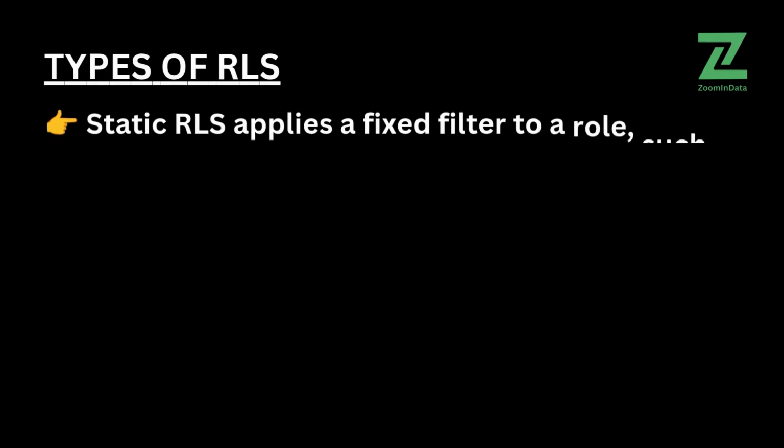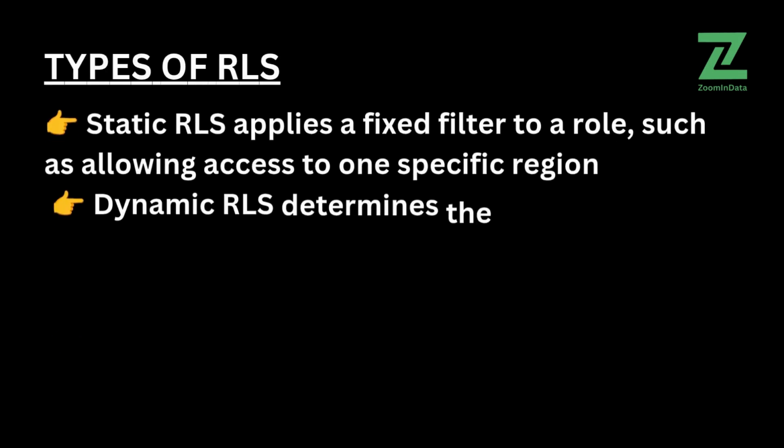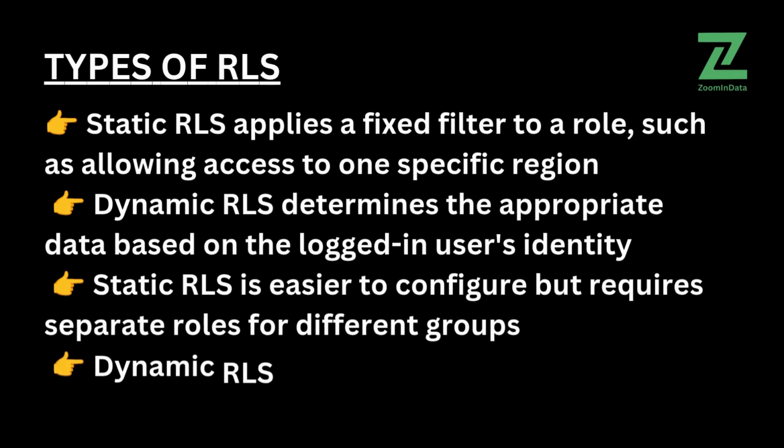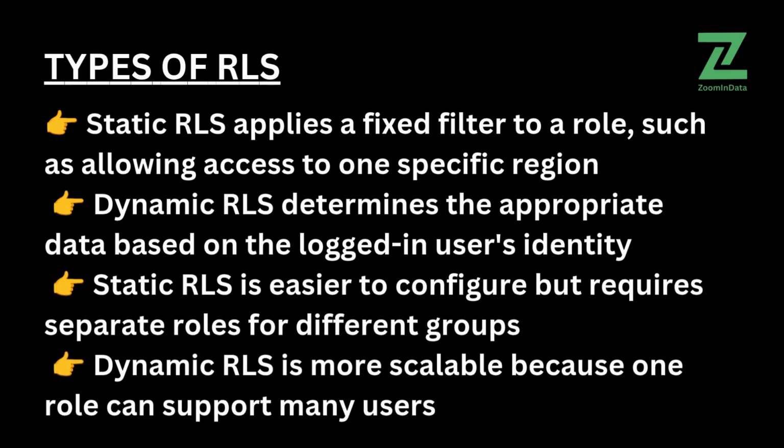Static RLS applies a fixed filter to a role, such as allowing access to one specific region. Dynamic RLS determines the appropriate data based on the logged-in user's identity. Static RLS is easier to configure, but requires separate roles for different groups. Dynamic RLS is more scalable, because one role can support many users.